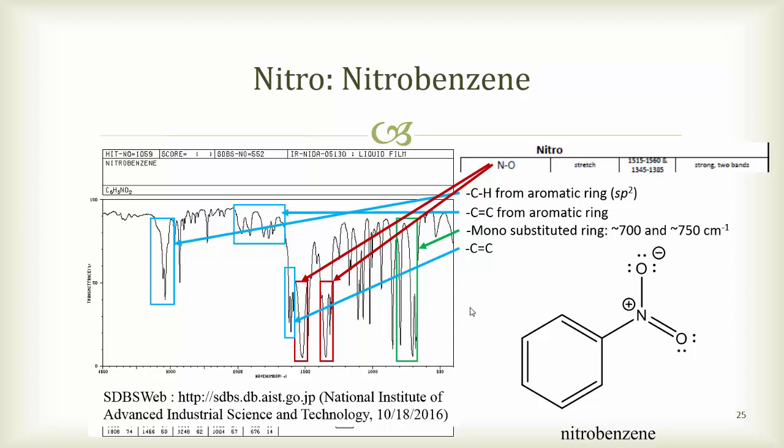This is an example of a nitro group. This is another way that you might have nitrogens and oxygens in your molecule. This particular example is nitrobenzene. And again, I want to talk about the aromatic ring before I talk about the nitro group.